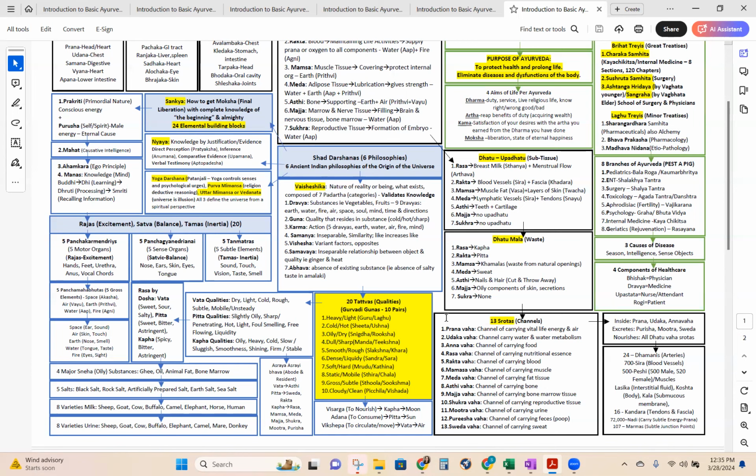Okay, and then the qualities, a quick refresher of the qualities. Vata qualities: dry, light, cold, rough, subtle, mobile, and unsteady. Pitta qualities: slightly oily, sharp, penetrating, hot, light, foul smelling, free flowing, and liquidy. Kapha qualities: oily, heavy, cold, slow, sluggish, smoothness, shiny, firm, and stable.